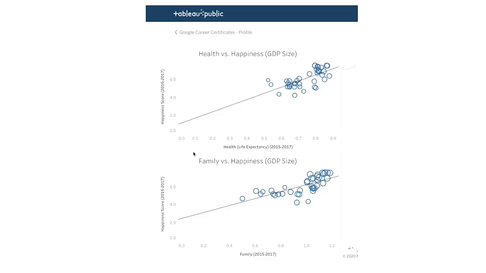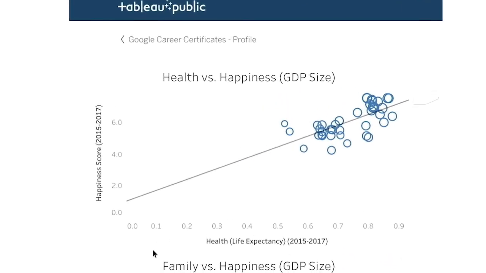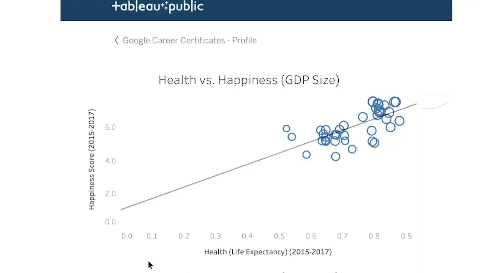Each of these scatter plots show the relationship between a country's happiness score and one of the factors that contributes to that score. So the health versus happiness scatter plot shows a strong relationship between the life expectancy of people living in a country and how happy those people are. Basically, as life expectancy increases, so does their happiness score.